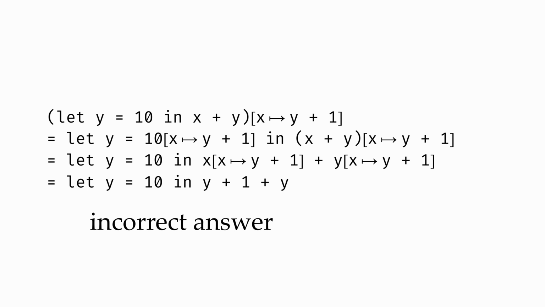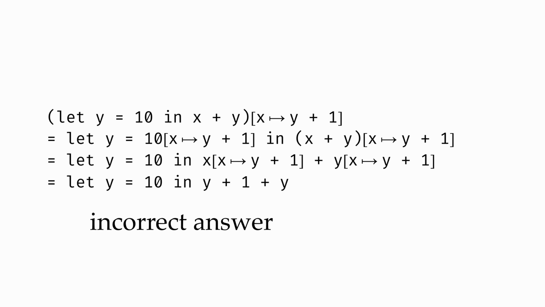What was the problem here? The problem was that in the original task, to take the expression let y equal 10 in x plus y and substitute x with the expression y plus 1, the variable bound by the let expression, y, also appears free in what x is being substituted with. As a result, during substitution, we inadvertently turned the free variable into a bound variable. These two y's are different variables, but we ended up treating them the same.